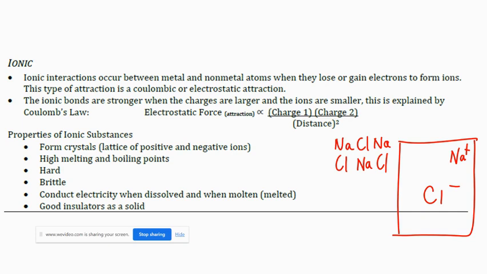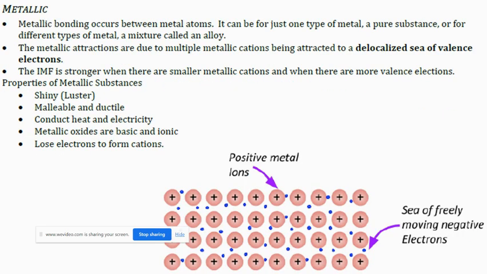All right. These can also make good insulators as a solid. All right. Metallic bonding. Metallic bonding is going to occur between metal ions. With this, we tend to have a sea of electrons. So the electrons are what they call delocalized. They're able to move from one atom to another. So these are a sea of freely moving negative electrons.